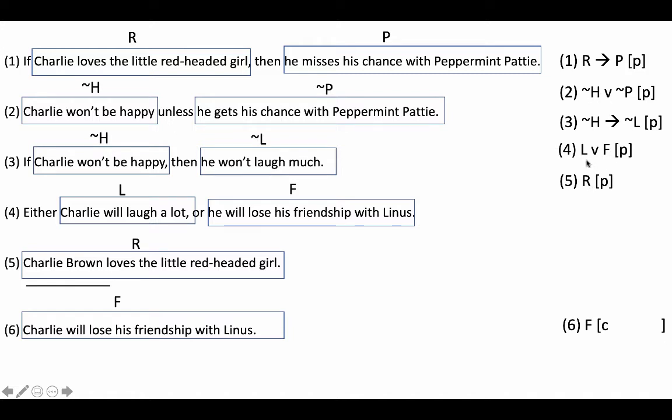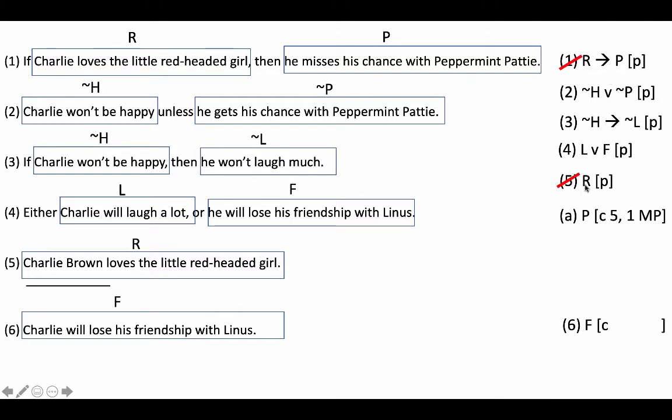Well, telling me R and telling me L or F doesn't tell me anything. I can't infer anything interesting. Same thing here, I can't infer anything interesting. But if I look up, I see that if I know R, then I can get to P. So I know R, and I know R gives me P, which means I can conclude P. And that's a conclusion. And where did I get it? I got it from R then P, and R. So I got it from 1 and 5.